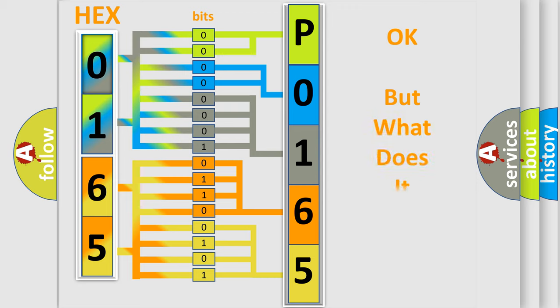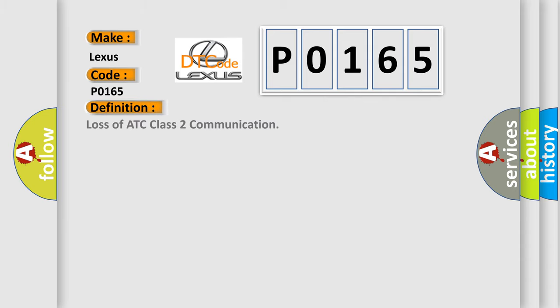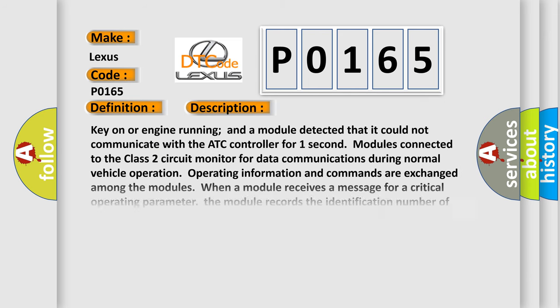The number itself does not make sense to us if we cannot assign information to what it actually expresses. So, what does the diagnostic trouble code P0165 interpret specifically for Lexus car manufacturers? The basic definition is loss of ATC class 2 communication. And now this is a short description of this DTC code.